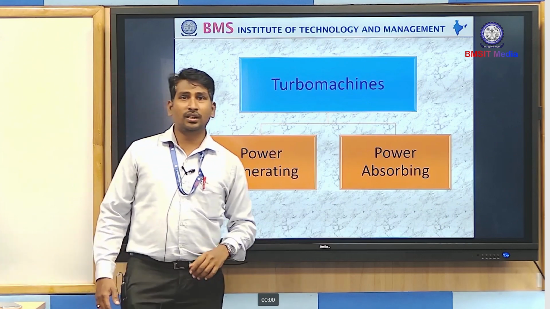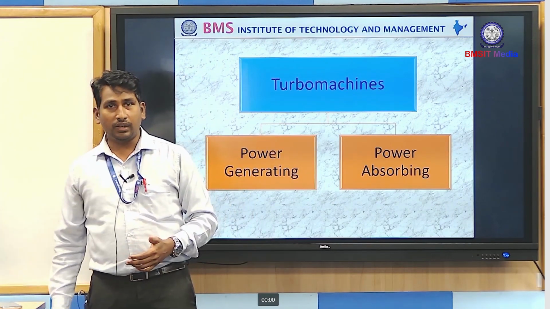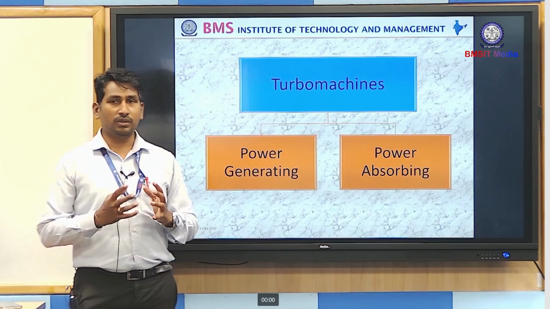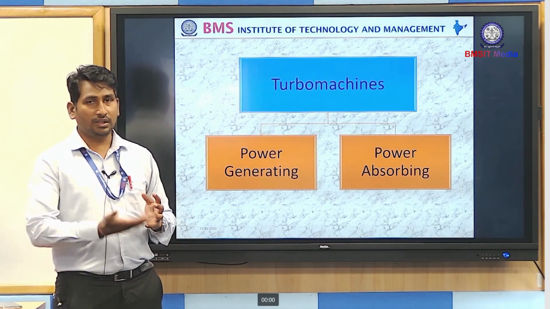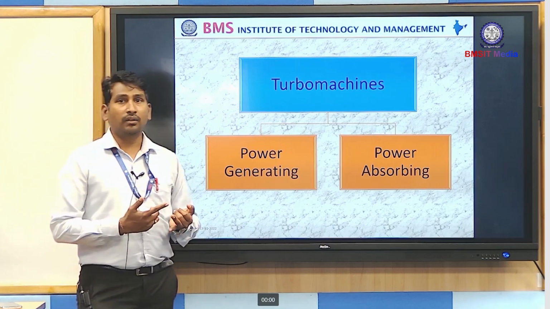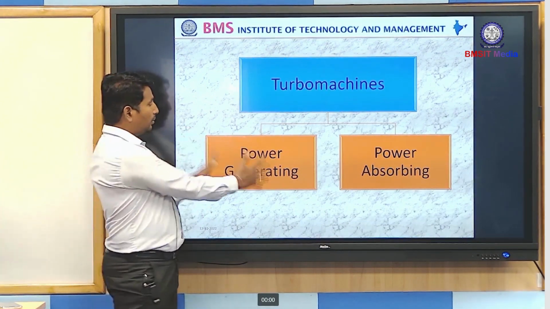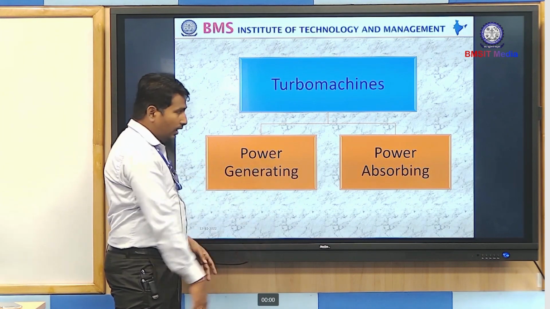Classification of turbo machines. Turbo machines are generally classified into two types: power generating turbo machines and power absorbing turbo machines. As the name indicates, power generating turbo machines are the devices used for generating power. As discussed earlier, the turbine, windmill, gas turbine, hydraulic turbine and steam turbine all fall under power generating machines.